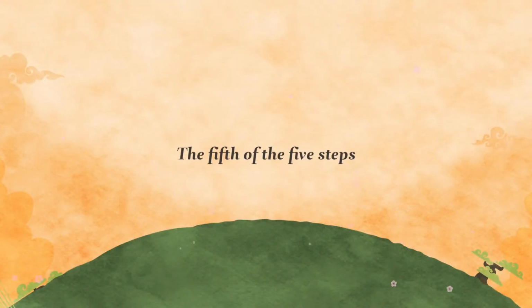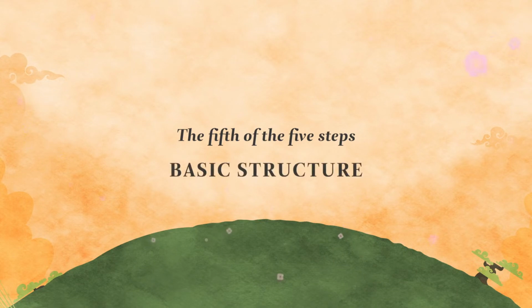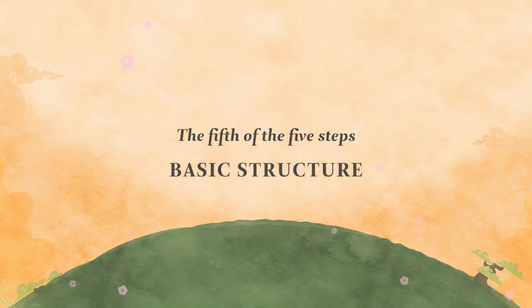The fifth of the 5 steps. Basic structure. In the first 4 steps, we learned about Chinese tones, the pinyin romanization system, the syllable-based nature of Chinese, and the Chinese character system. Not a bad start.